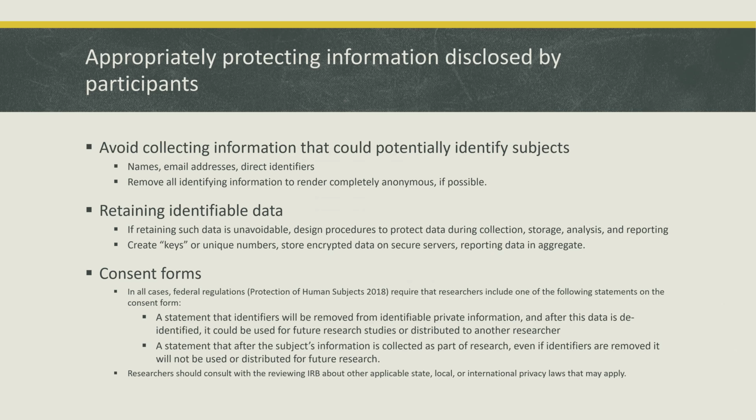Either a statement that identifiers will be removed from identifiable private information, and after this data is de-identified, it could be used for future research studies or distributed to another researcher, or a statement that after the subject's information is collected as part of research, even if identifiers are removed, it will not be used or distributed for future research. Researchers should consult with the reviewing IRB about other applicable state, local, or international privacy laws that might apply.